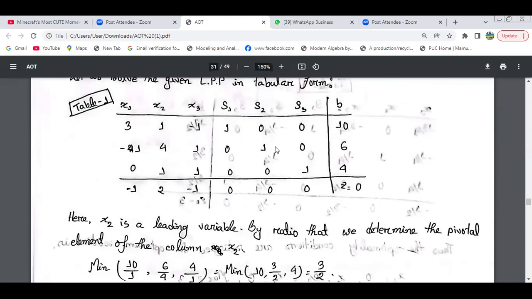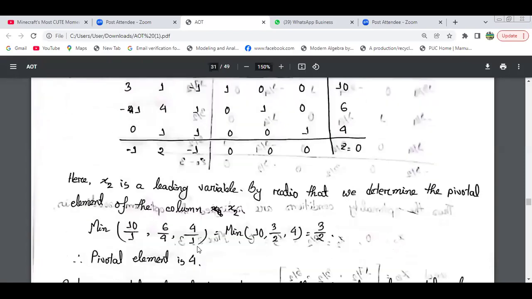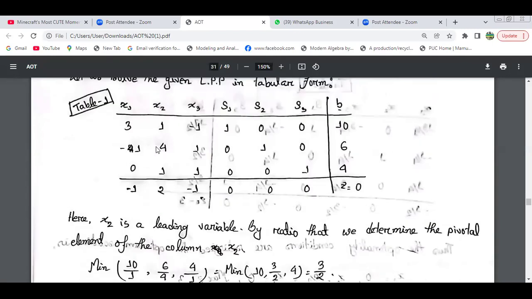How? 10/1, 6/4, 4/1, এই যে এটাতে আমরা মিনিমাম কোনটা পাচ্ছি? আমরা 3/2 পাচ্ছি। 3/2 কোনটা হচ্ছে? এটা সেকেন্ড এলিমেন্টটা, এই যে 4টা হচ্ছে পাইভটাল এলিমেন্ট হয়ে গেছে, কারণ মিনিমাম আমরা এখানে পাচ্ছি। তো এইটাকে 1 বানাবো, 1 বানাইতে গেলে এই পুরো রোটাকে কি করতে হবে?